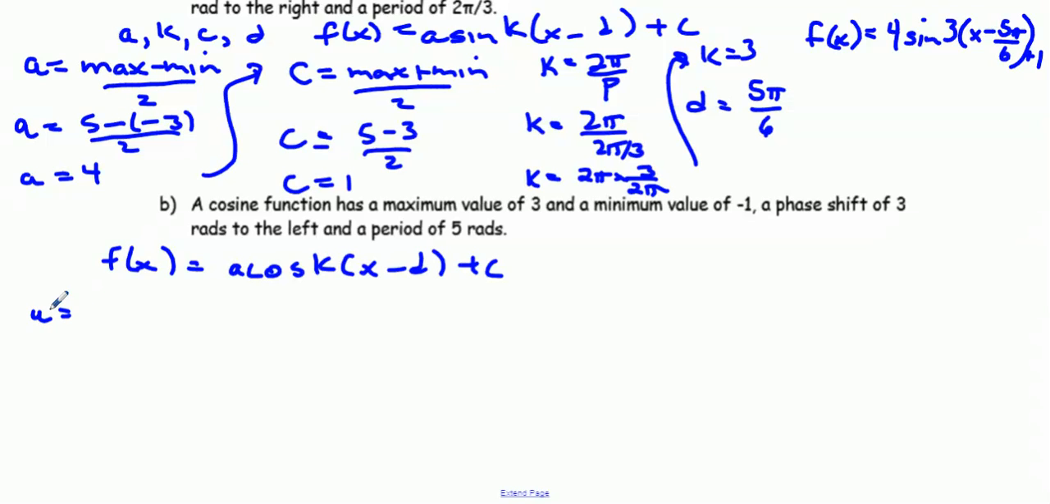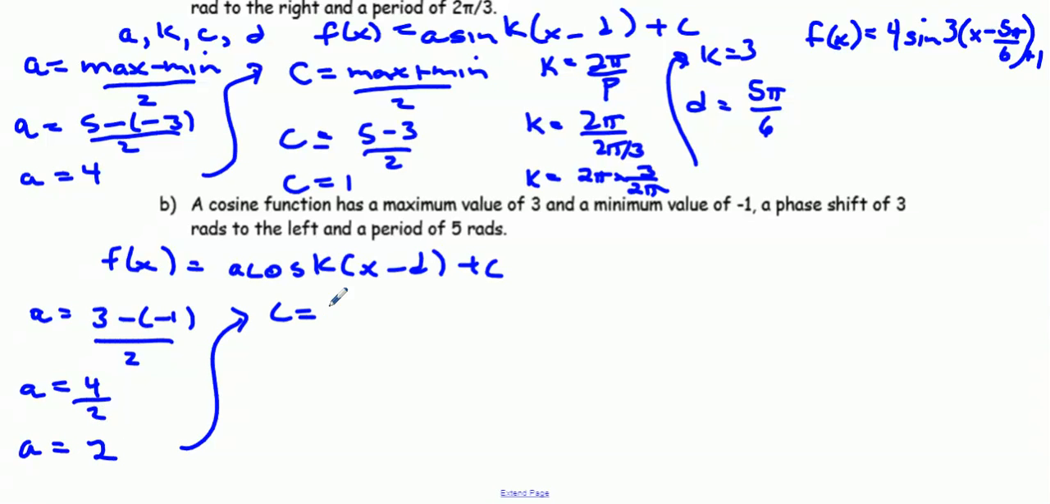A is equal to, I won't write the formula out, you know it's max minus min, so it's going to be 3 minus 1 over 2. So A is going to be 4 over 2, so A is 2. C, 3 plus minus 1 over 2, of course. So c is back to 1.